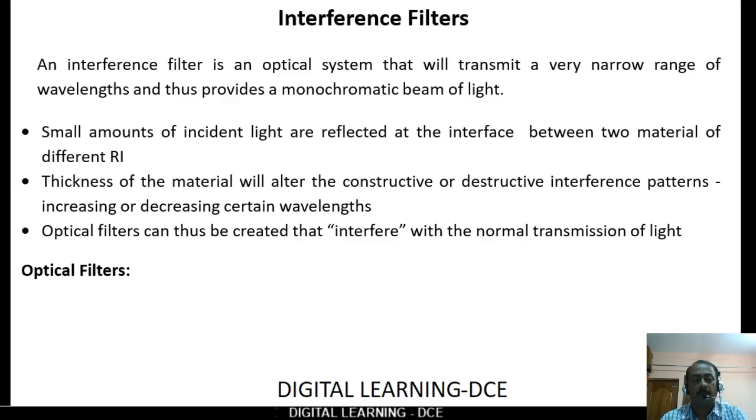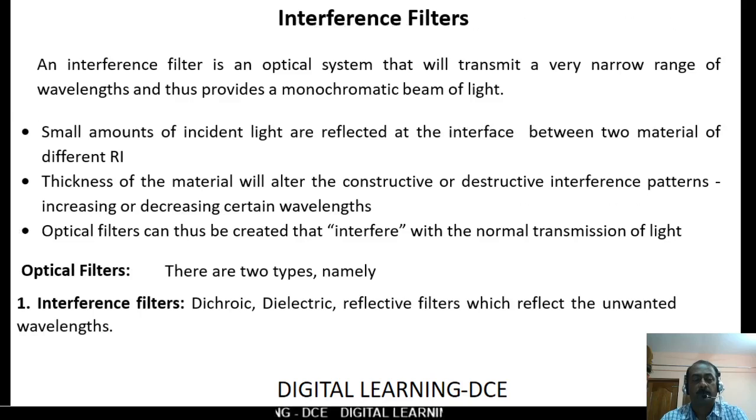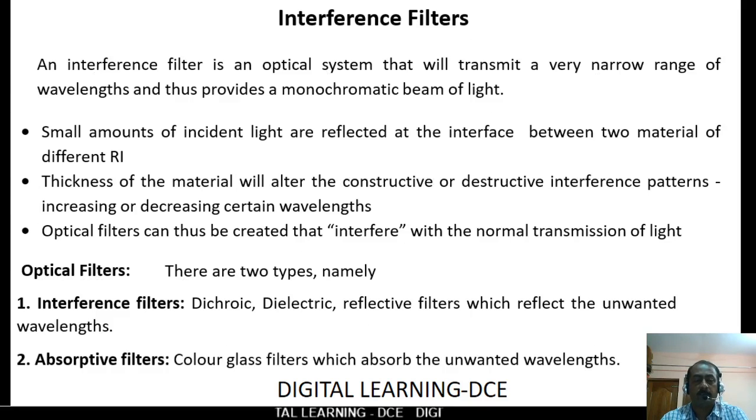Let us see optical filters. Here optical filters are classified into two types. First one, interference filters: here dichroic, dielectric, reflective filters reflect the unwanted wavelengths. Second one is absorptive filters, the color glass filters, which absorb the unwanted wavelengths.